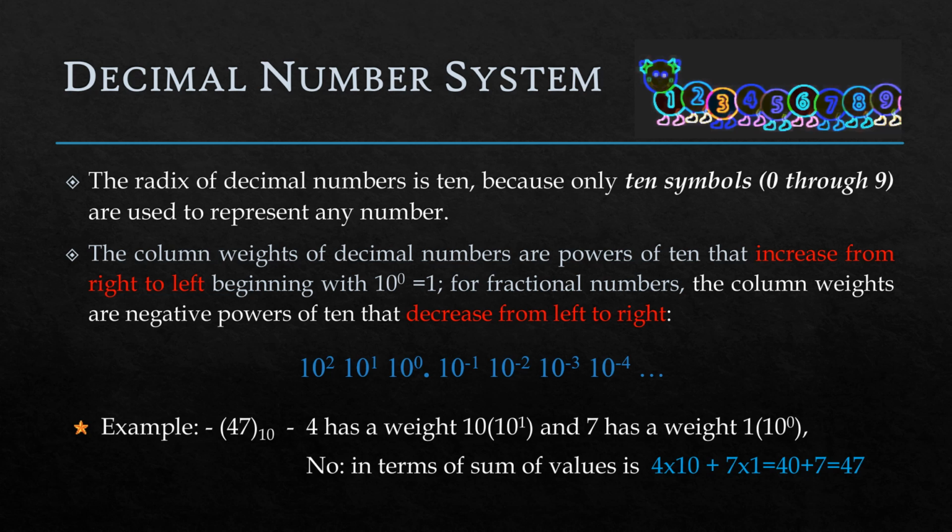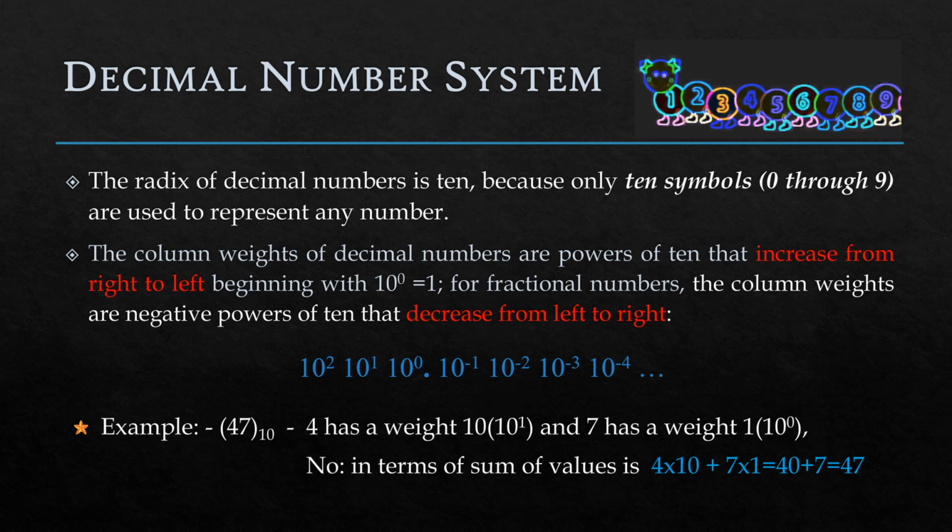Okay, so the number 47 in the decimal number system can be represented as 47. This 7 is the least significant digit, right? So that 7 can be represented as 7 into 10 raised to 0. What about the value of 10 raised to 0? 10 raised to 0 is equal to 1. Then what about the number 4? The 4 has the weight 10 raised to 1.